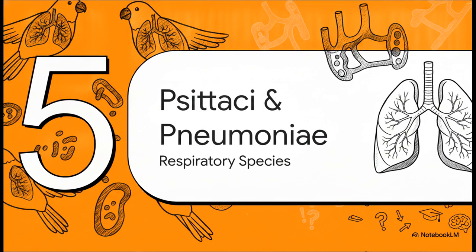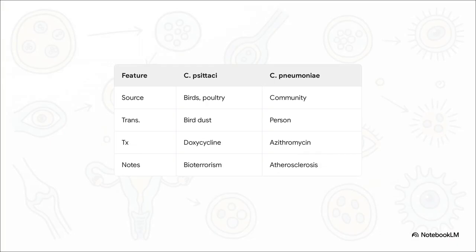Pivoting a bit, Section 5, psittaci and pneumoniae. So we're stepping away from the genital and ocular serovars to cover this strictly respiratory species of chlamydia. Let's clearly differentiate them. Chlamydia psittaci causes psittacosis. It's a zoonosis you get from birds, specifically parrots, parakeets, and poultry. You catch it by inhaling infected bird dust. Critically, there is absolutely no person-to-person transmission with psittaci. That makes it totally unique, and it's actually classified as a Category B bioterrorism agent.